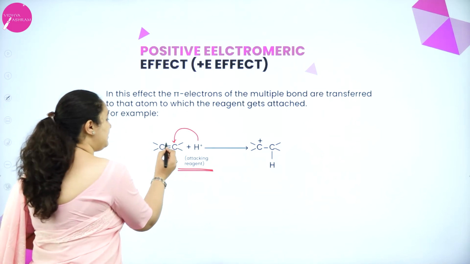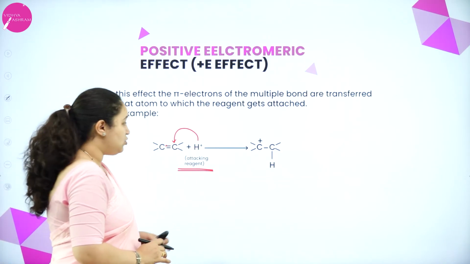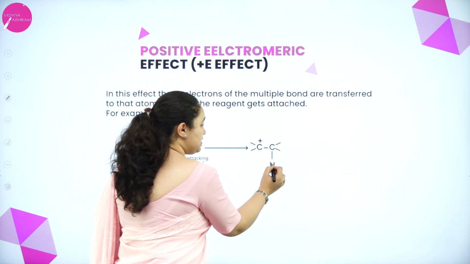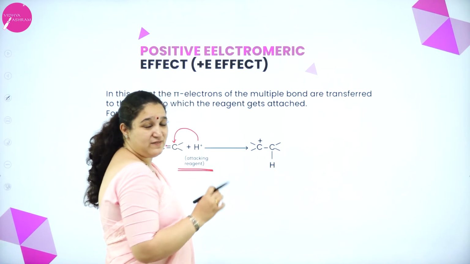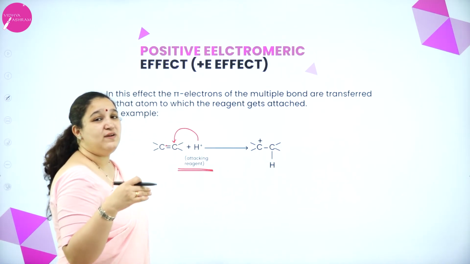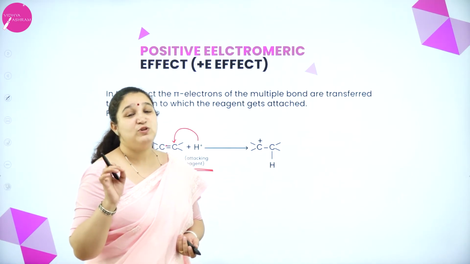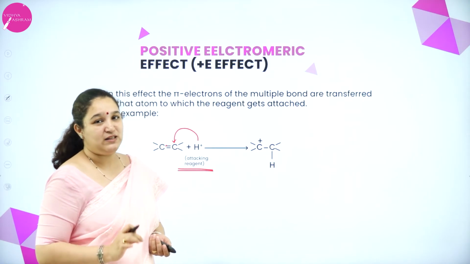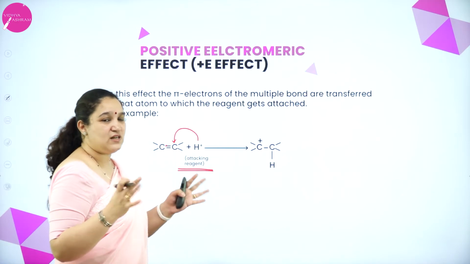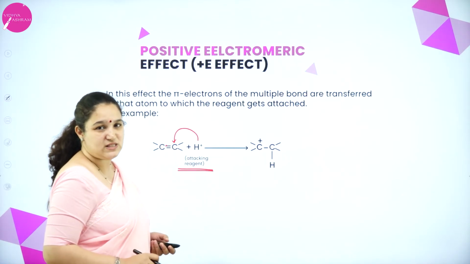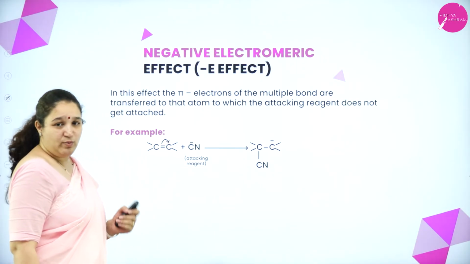So what this carbon atom will do, it will take the electron from the neighbor and give it off to hydrogen. So a carbon-hydrogen bond is formed, but this carbon atom lost an electron and gets the positive charge. That's why we call this positive electromeric effect. The carbon atom is getting the positive charge which was involved in the multiple bond. And this effect happens only when the attacking reagent is there. Otherwise, nothing happens. Carbon-carbon double bond is quite stable.